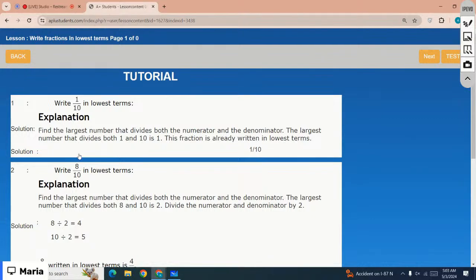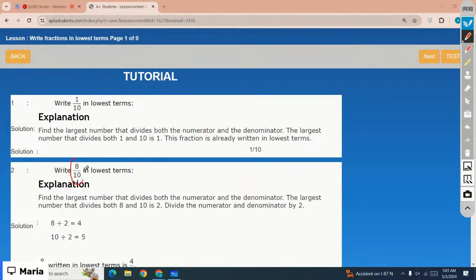Okay, write 1 by 10 in the lowest term. So how do we write a fraction in the lowest term? Basically, the lowest term means you have to divide both numerator and denominator by the largest number that can divide both numerator and denominator, right? In the case of 1 over 10, the largest number that can divide both is 1. That means it is already in the simplified form, so that is the same 1 over 10.